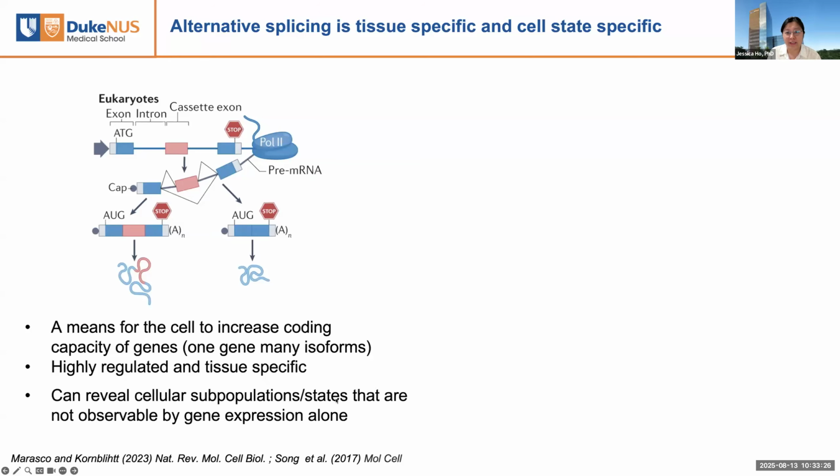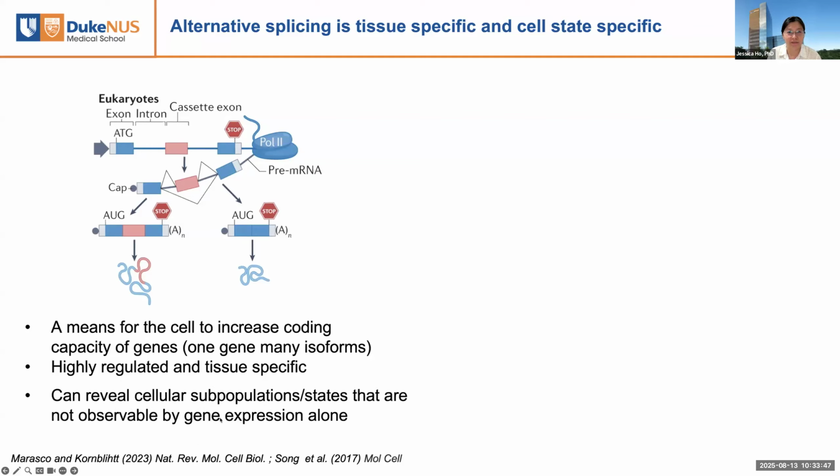So one critical aspect of this system is that the investigation of splicing can be very useful for studying cellular state transitions. And these are also particularly in regions that are not observable by gene expression alone. And what this means is you can see new cellular states or subpopulations that you don't necessarily see from just looking at DEGs. And one very nice example of this comes from a paper from the Yo lab.